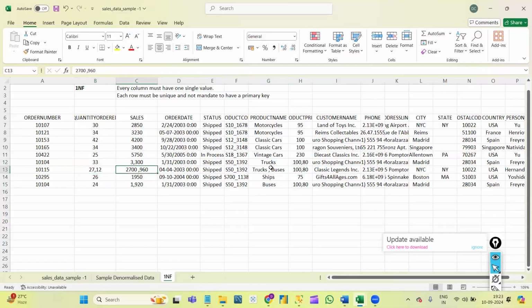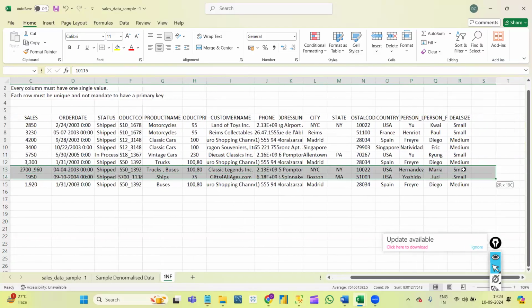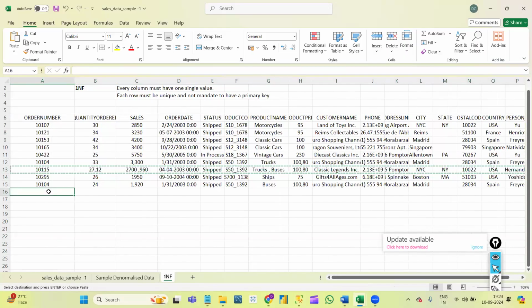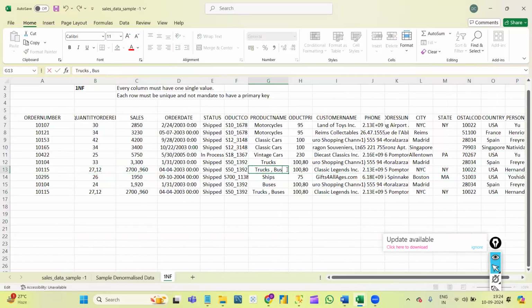Everything will be same. Only these three columns we need to change the data. Previously in one row I had two values. I just divided the data into trucks and buses. In the same way, I will copy this also and divide that also. I'm copying this and pasting here. In this one, again I'm keeping the trucks data, and here I'm keeping the buses data. I'm just removing everything.